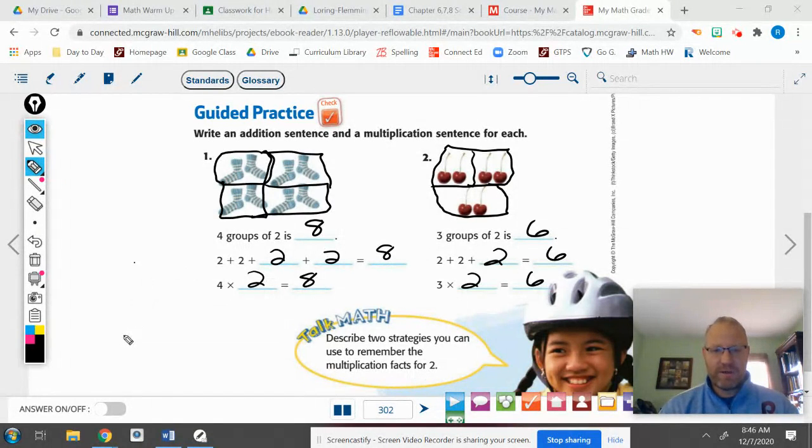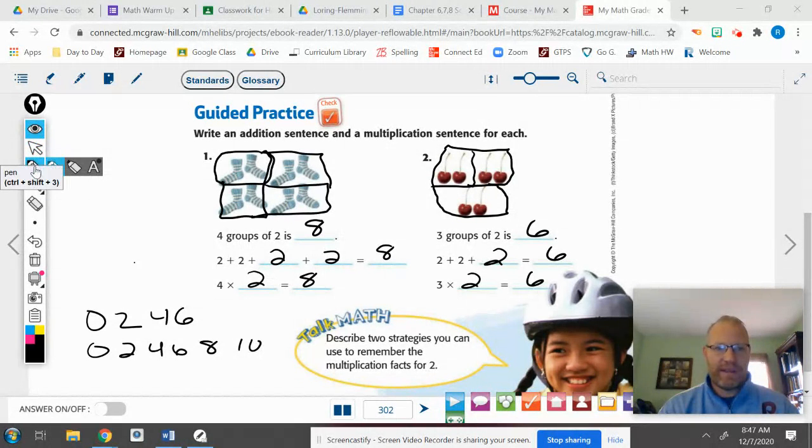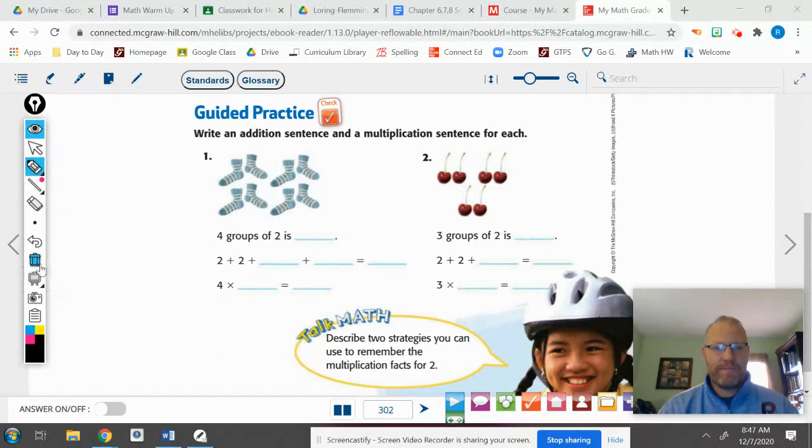Skip counting. A strategy you can use is to skip count. You're saying, I know it's 0, skip 1, 2, skip 3, 4, skip 5, 6. So that's how we can start to understand the pattern of it. Or you can just count by even numbers, 0, 2, 4, 6, 8, 10. So ways to remember the multiplication facts for 2 are to count by 2s, skip count by 2s. It's something that hopefully most of us are pretty good at already for the 2s.